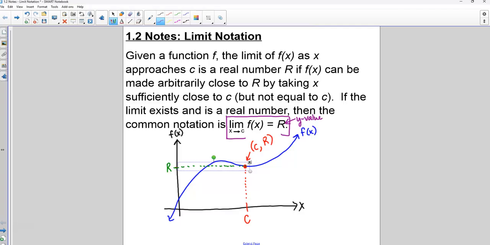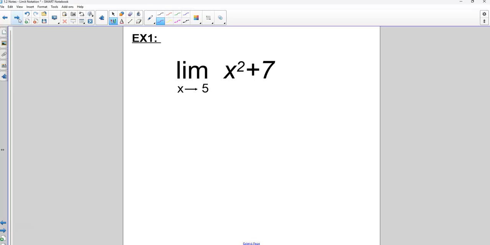And when we do some more of these with graphs and stuff tomorrow, we'll talk about that more in depth. I don't expect you to understand that completely here today. So, our first several examples, I want you to take this limit notation and write it down in words.